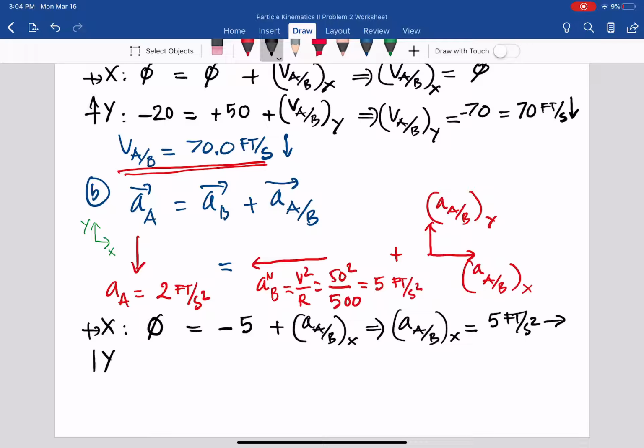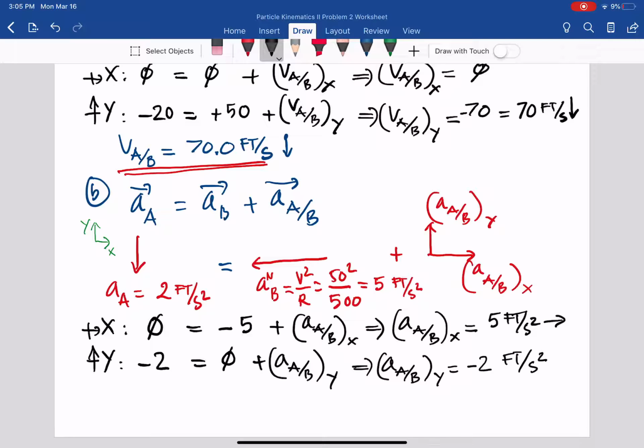And similarly for y, I assume going up, so it will be negative 2 for A_A because it's going down, and then A_B is horizontal, so its vertical projection will be 0, plus A relative to B in y. From that I have A relative to B in the y component equal to negative 2 feet per second squared, or if you want, it is 2 feet per second squared going down.